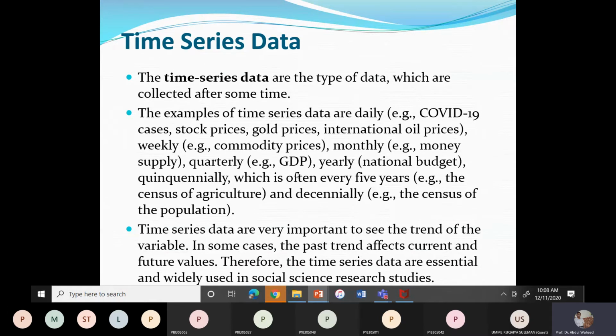And we have weekly data for commodity prices, monthly data for money supply, quarterly data for GDP, and we also have annual data for GDP. In some countries, there is quarterly data for GDP, and we have yearly data for the national budget. And quinquennial data is for five years, and that is the census of agriculture, and then sometimes we have the census of manufacturing industries, okay. And then we also have the census of population, which is collected normally after every 10 years.